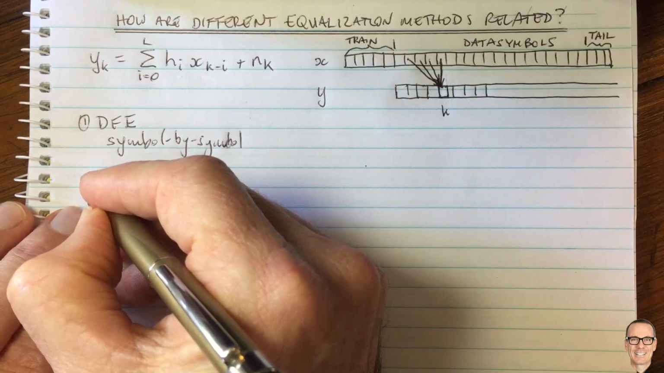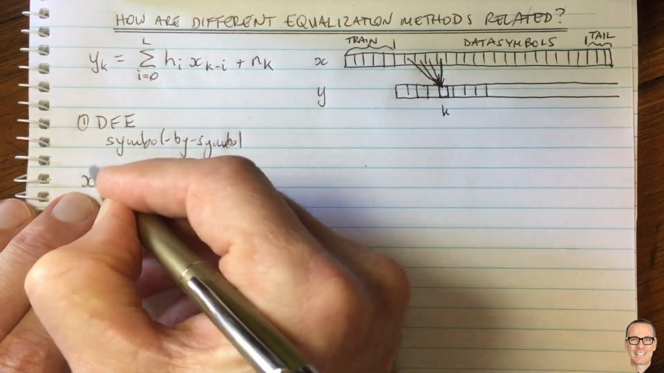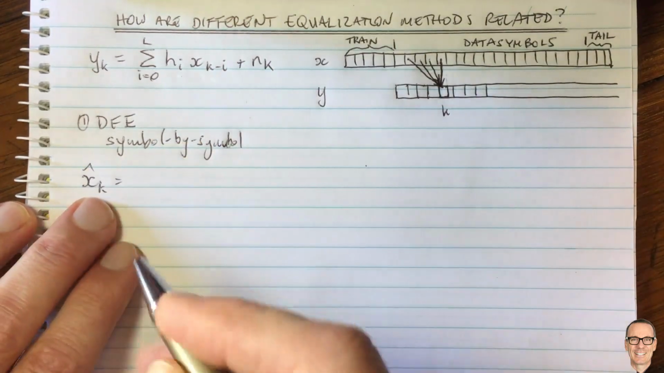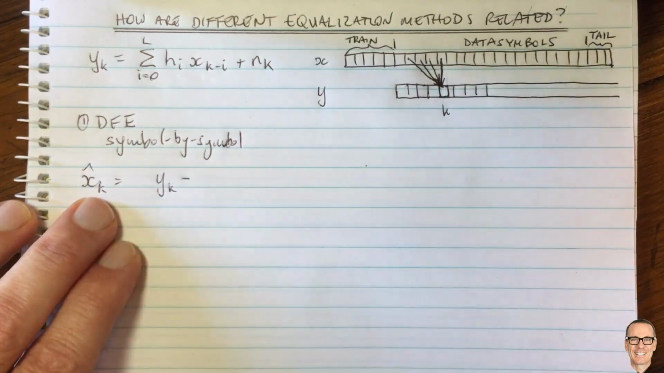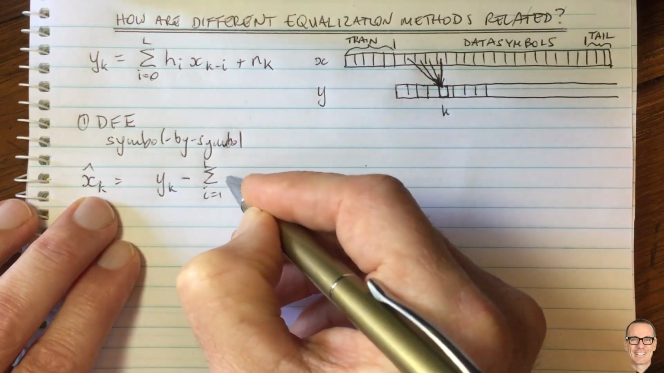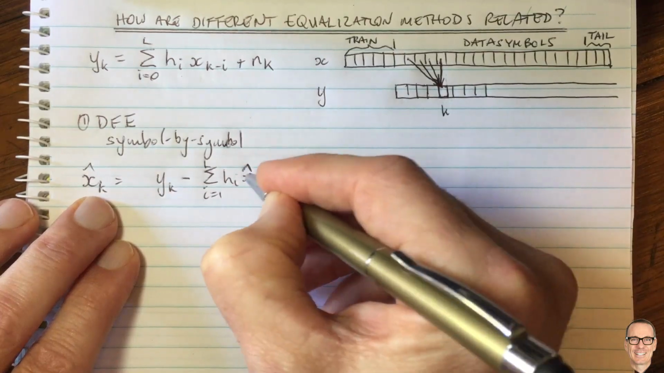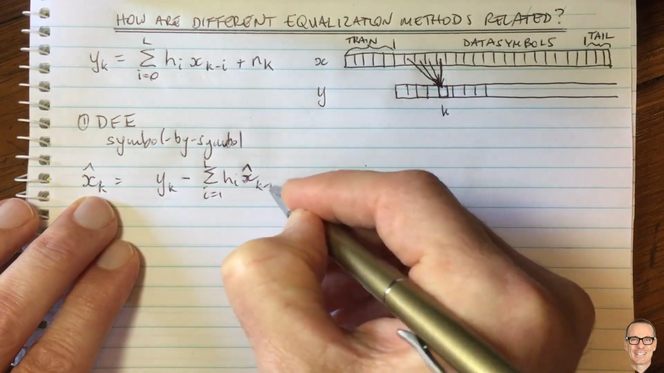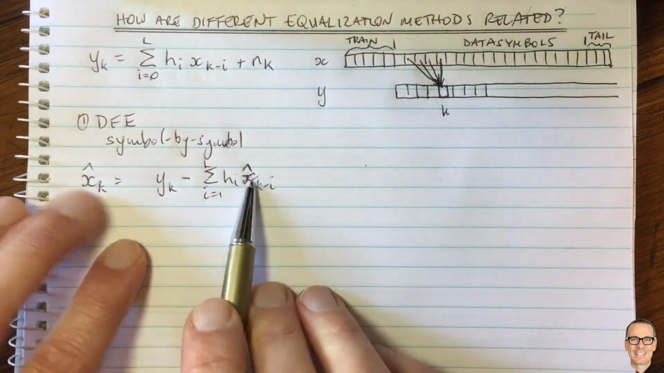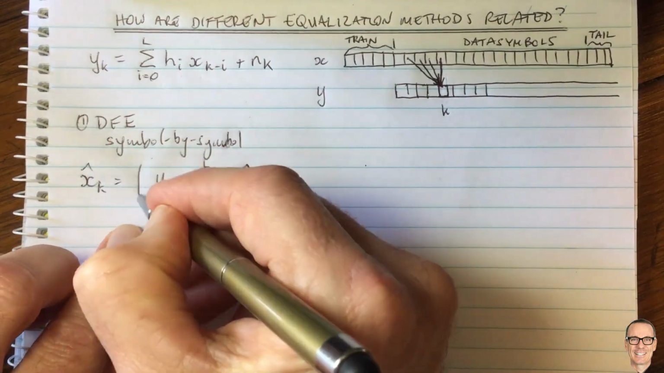So in here, let me draw it this way. Your estimate of x at time k is going to be taken by your measurement at time k, minus the summation from i equals 1 to L of h_i times the x estimates at the previous times, k minus i. So these estimates that you've already made, you multiply by their gains that you've learnt from the training and subtract them from the measurement at time k.